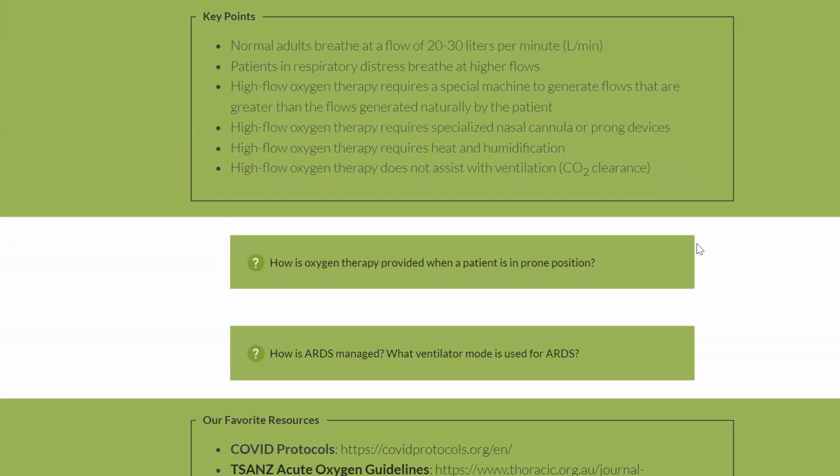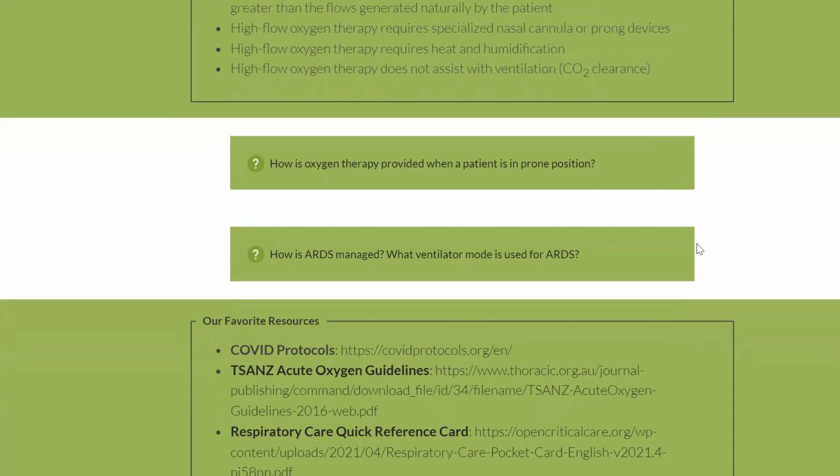Then another topic that we already went through: how is oxygen therapy provided when a patient is in prone position? We went through this topic and we saw how prone position is beneficial to patients, and any oxygen therapy can actually be given when a patient is in prone position, including even an intubated patient. But the main thing you have to remember is that you have to secure the airway, especially if the patient is unconscious, and you have to have someone on standby in case the airway dislodges or the patient becomes apneic or collapses cardiovascularly. So you need to always watch the patient.